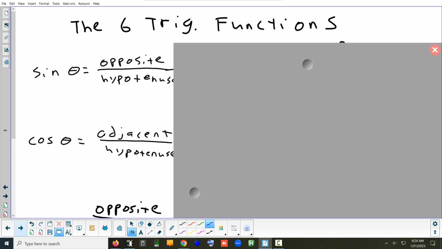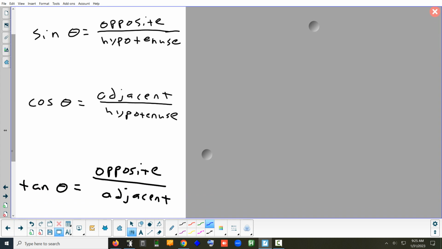So the way we're going to define the sine function in this section is to take the length of the opposite side and divide by the length of the hypotenuse. The way we're going to define cosine is to take the length of the side that is adjacent and divide by the length of the hypotenuse. And the definition of tangent is the length of the opposite divided by the length of the adjacent. So in each of these fractions, we're dividing two numbers that represent lengths.